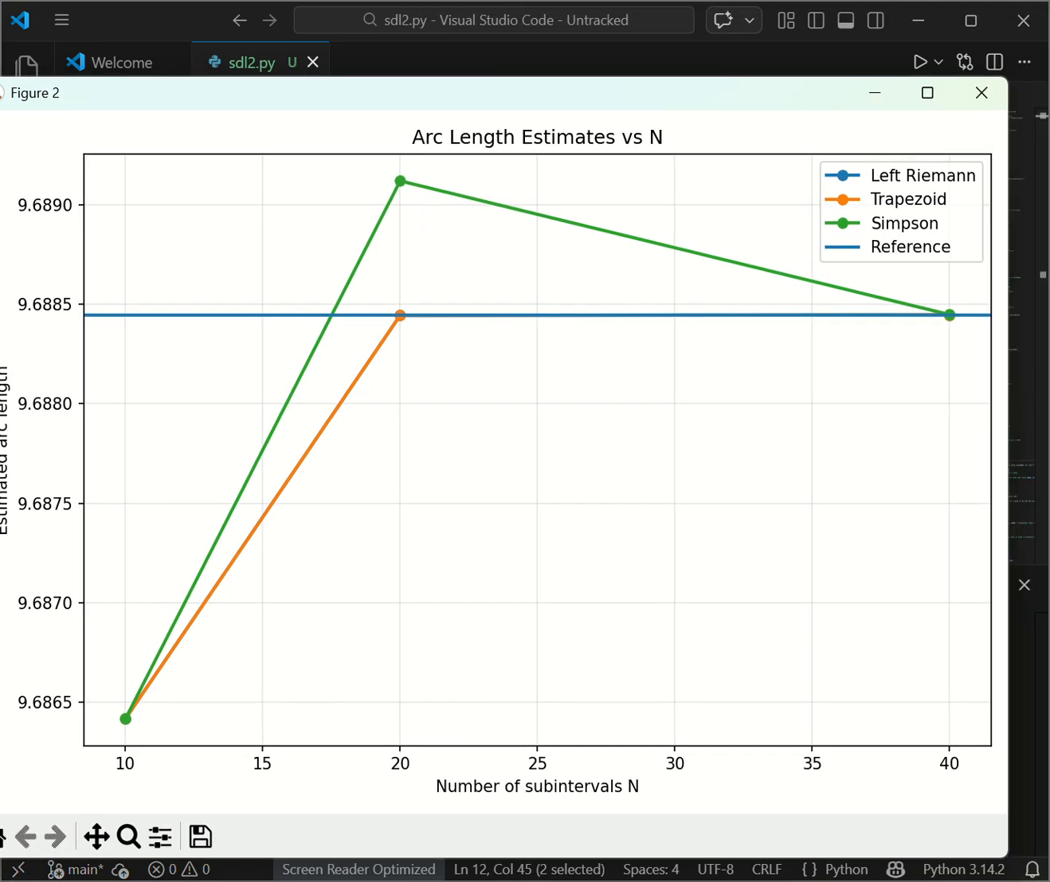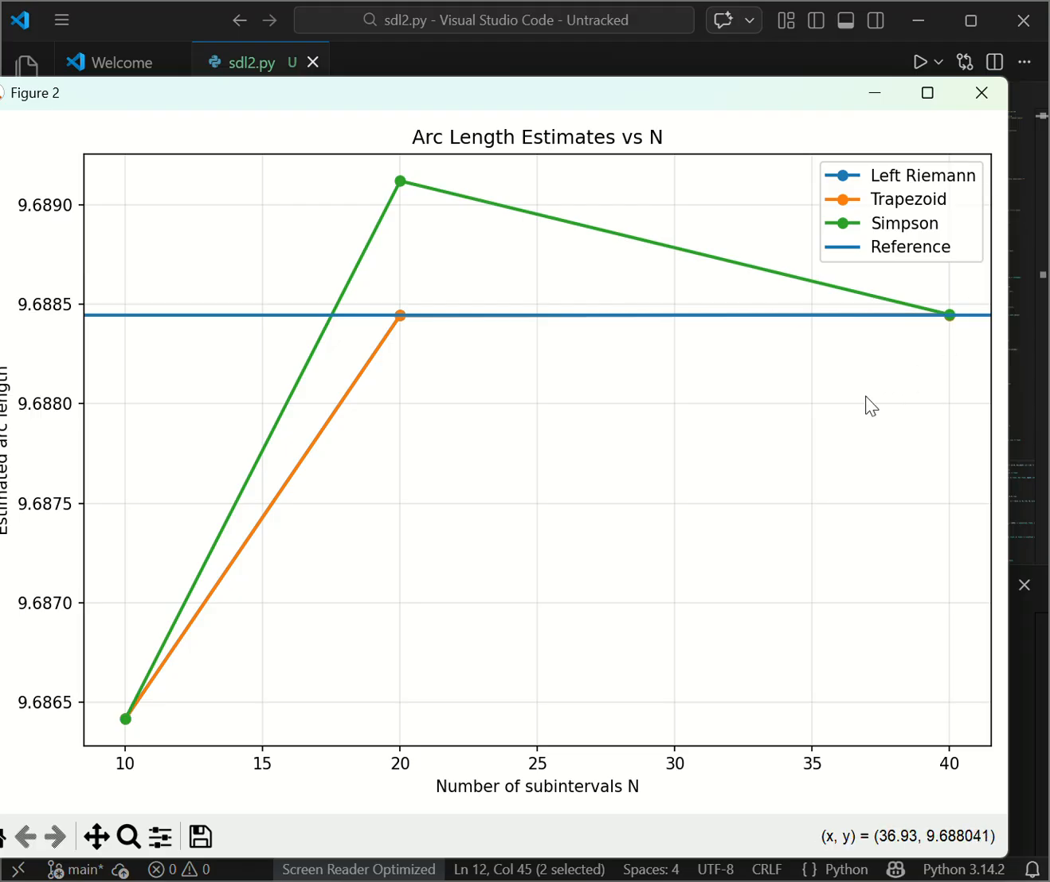What's important is that as n increases, all methods converge toward the true arc length. But you can see that Simpson's rule reaches the correct value much faster than the others. It reaches it much faster.